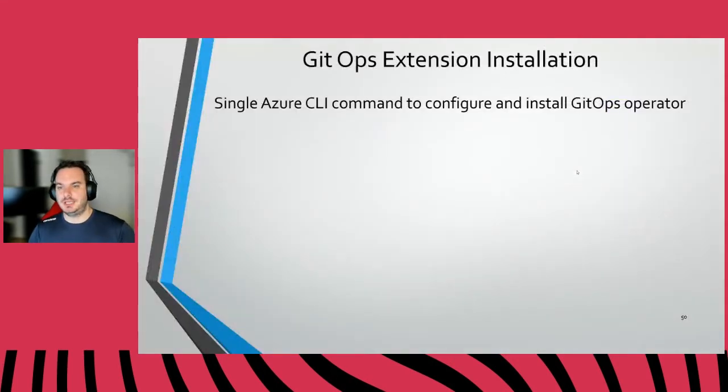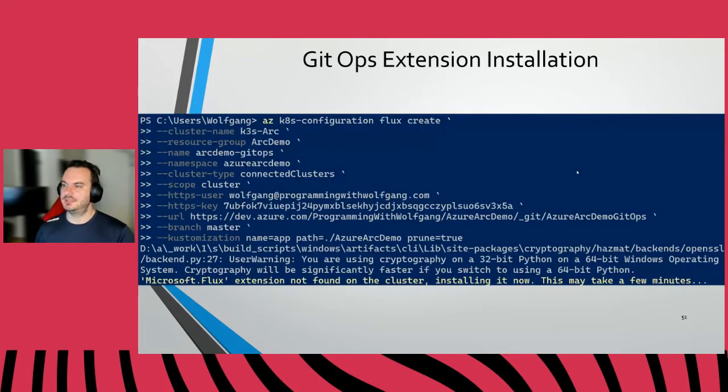So as I said, installing the GitOps extension is a single line command in the Azure CLI. So let's take a look at this command. It's the Azure CLI command, and the structure is always the same. It's az, then the resource you want to use. In this case, it's k8s-configuration flux, and then what you want to do. In this case, we want to do a create.